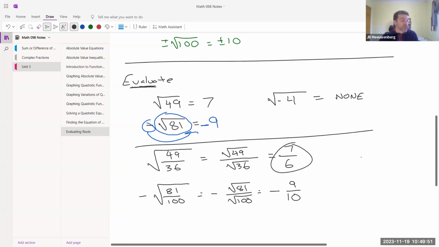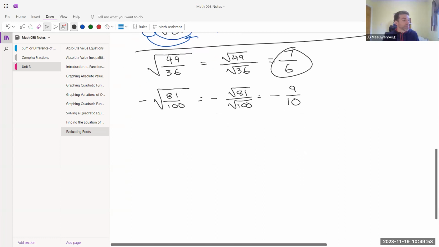I can also do this. This one looks a little bit different. The square root of 20 over 45. I want you to pause the video and give this one a shot. I'm going to keep going.